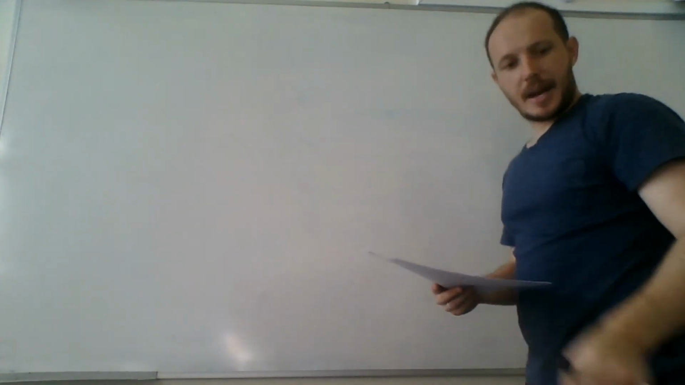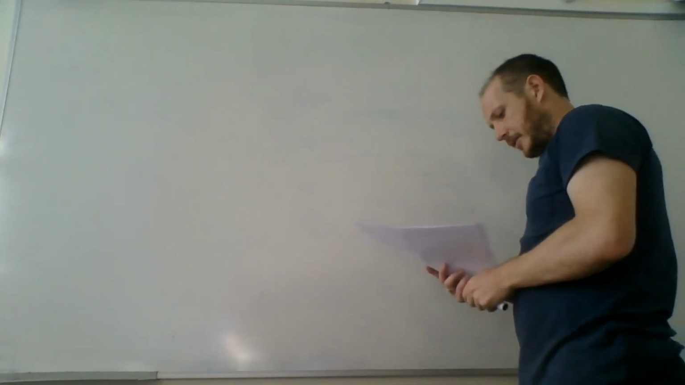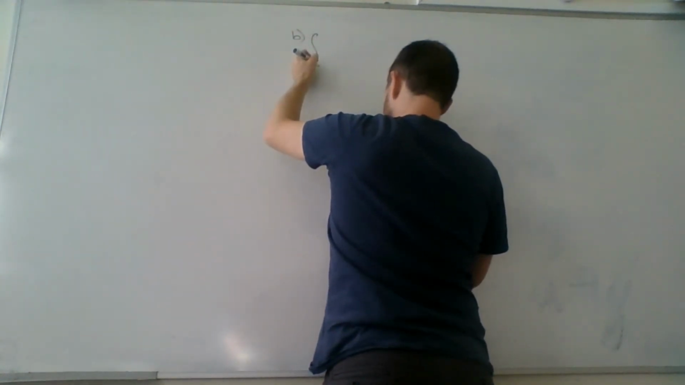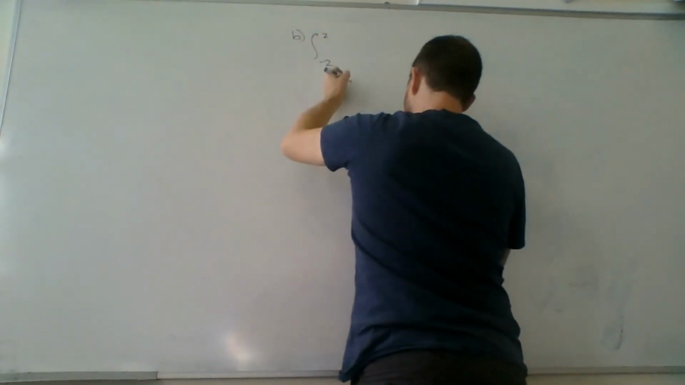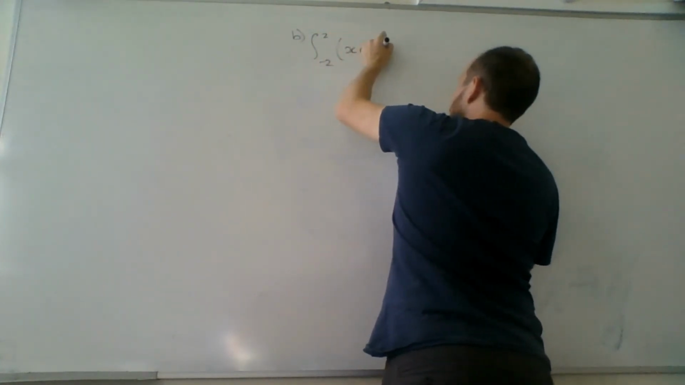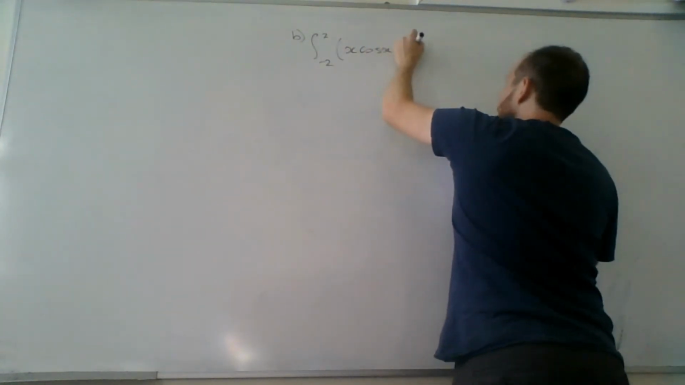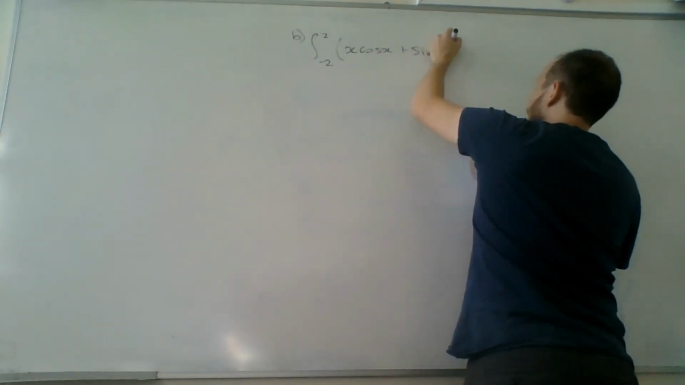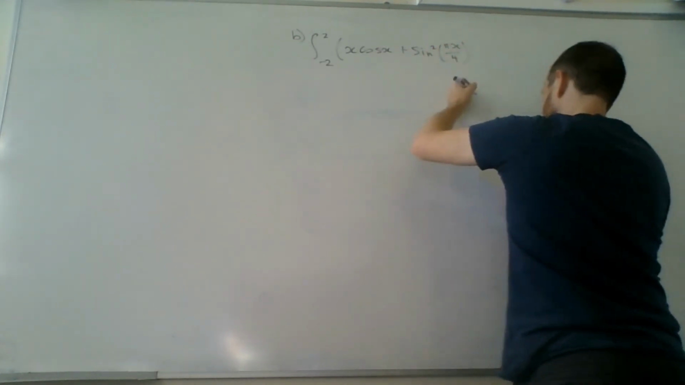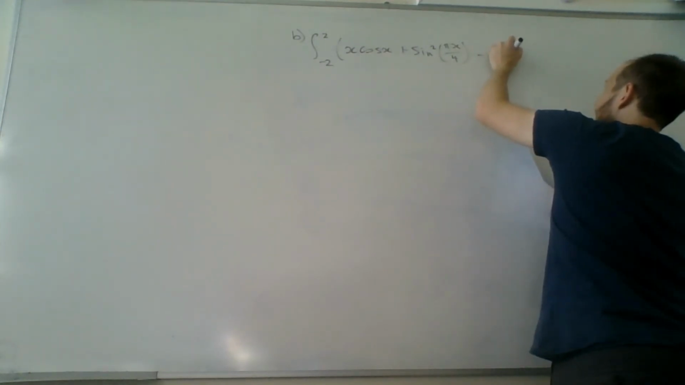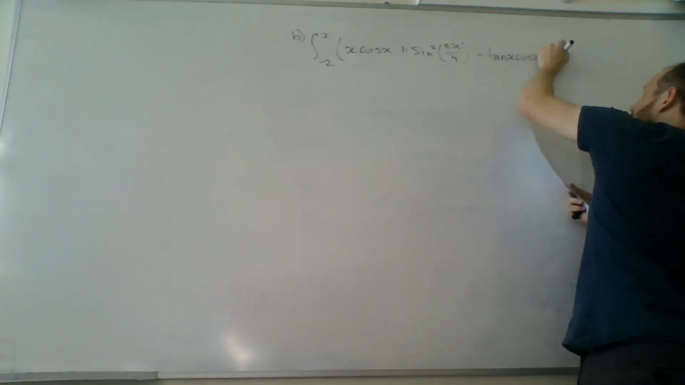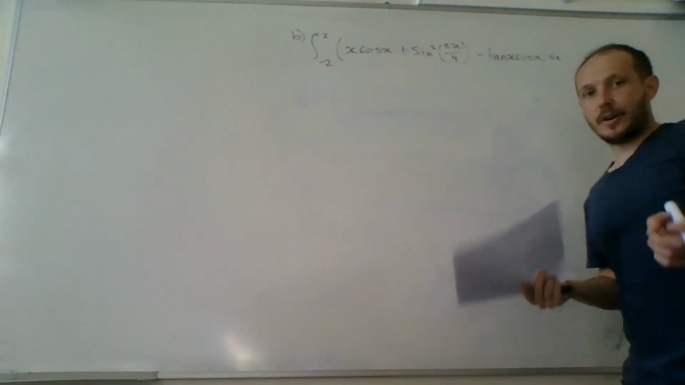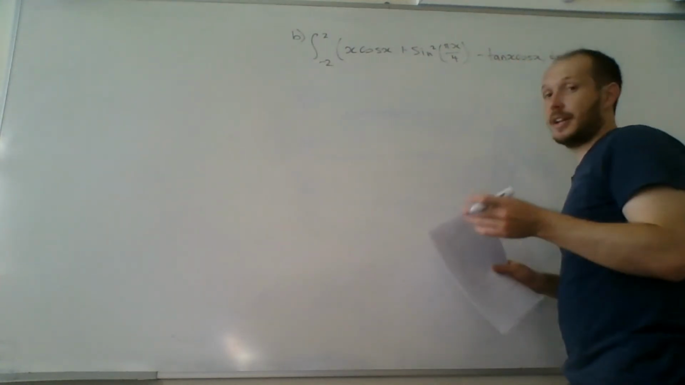Alright, part B. So we've got the integral from minus 2 to 2 of x cosine x plus sine squared pi x on 4 minus 10x cosine x dx. Now, I'm not going to do this one in the same way, but you can test it yourself.